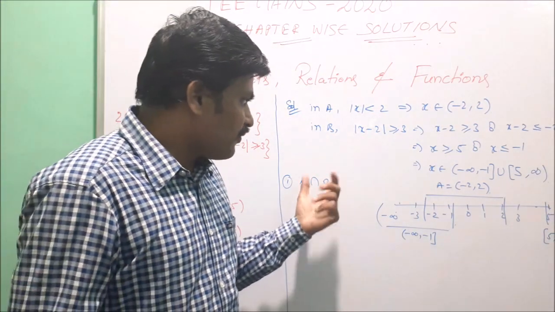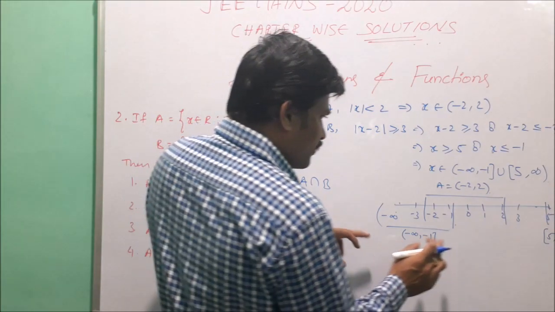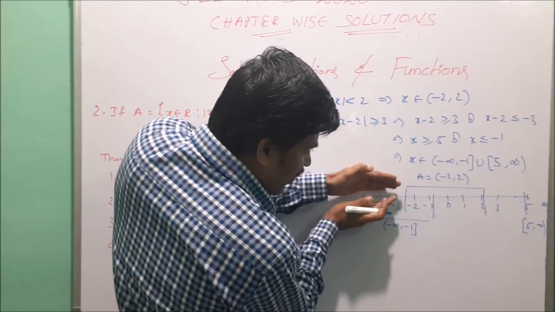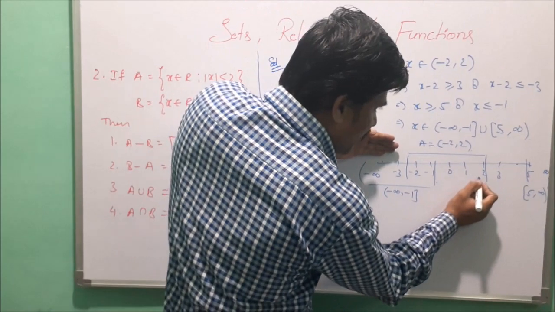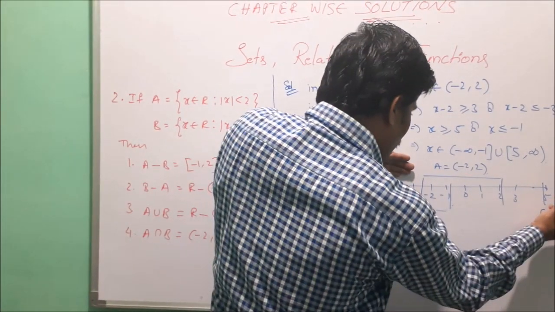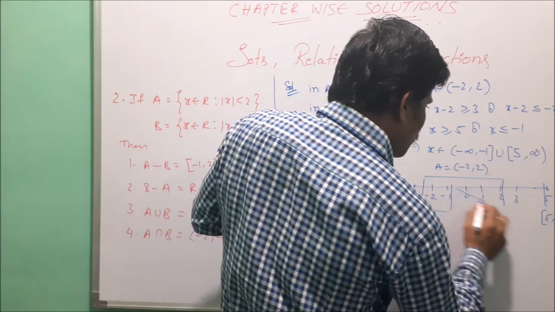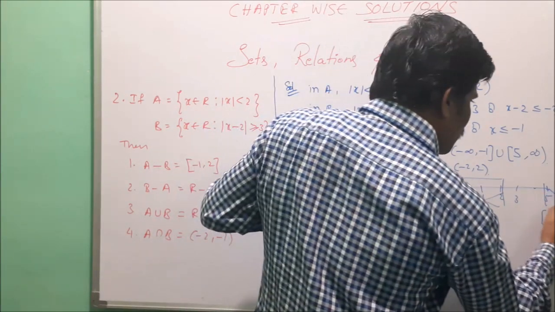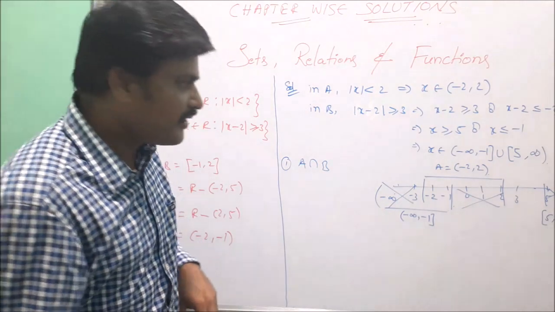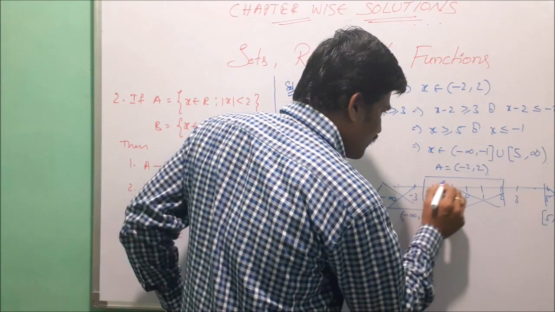Now the common part of these. Here this is not a common part. This is not a common part. Only the common region is this one.